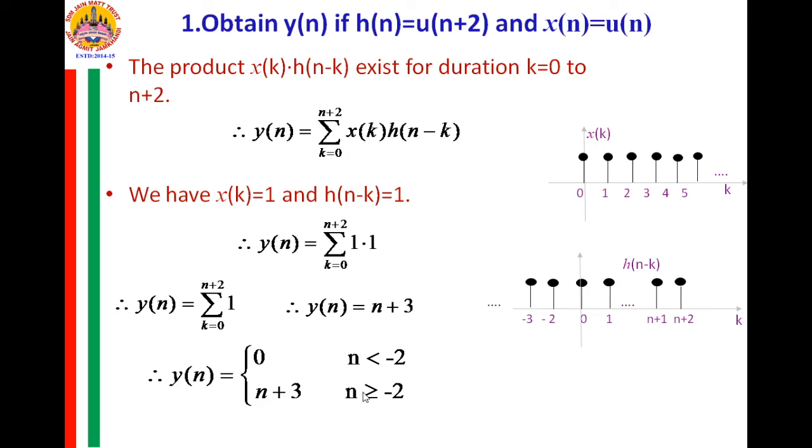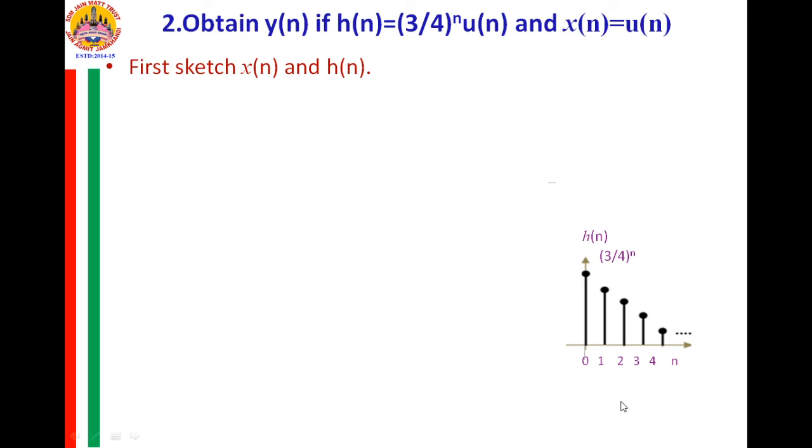This is for n which is greater than or equal to minus 2, and y of n is equal to 0 for n which is less than minus 2. I can also write this y of n in terms of a unit step function as y of n is equal to n plus 3 into u of n plus 2. U of n plus 2 represents that this exists from n is equal to minus 2 onwards up to infinity with amplitude n plus 3.